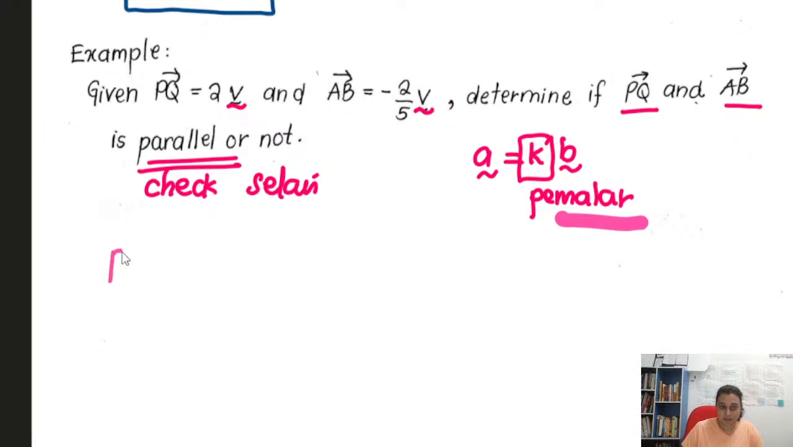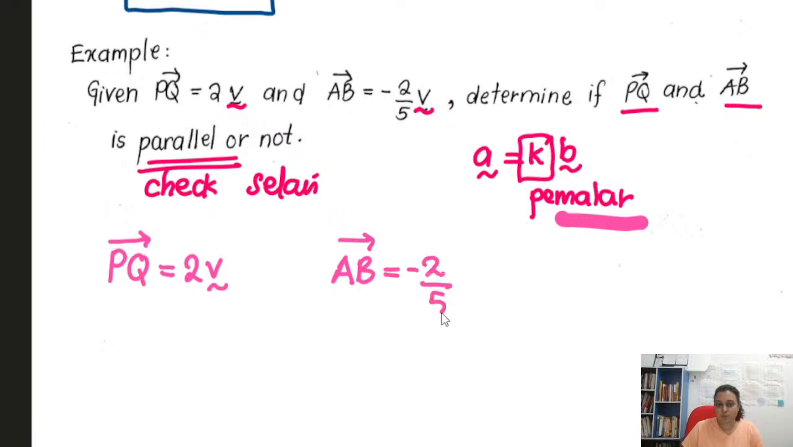See how to start off. Okay, this is PQ, I write it down first. This is equal to 2V. Correct. Okay, AB, teacher writes this one down first: negative 2 over 5 V. Okay, how do I know whether both of them are parallel or not parallel? What do you do? This one we write as equation 1, and this one we write as equation 2. Boleh? So we write down equation 1 and equation 2. Then what do you do?